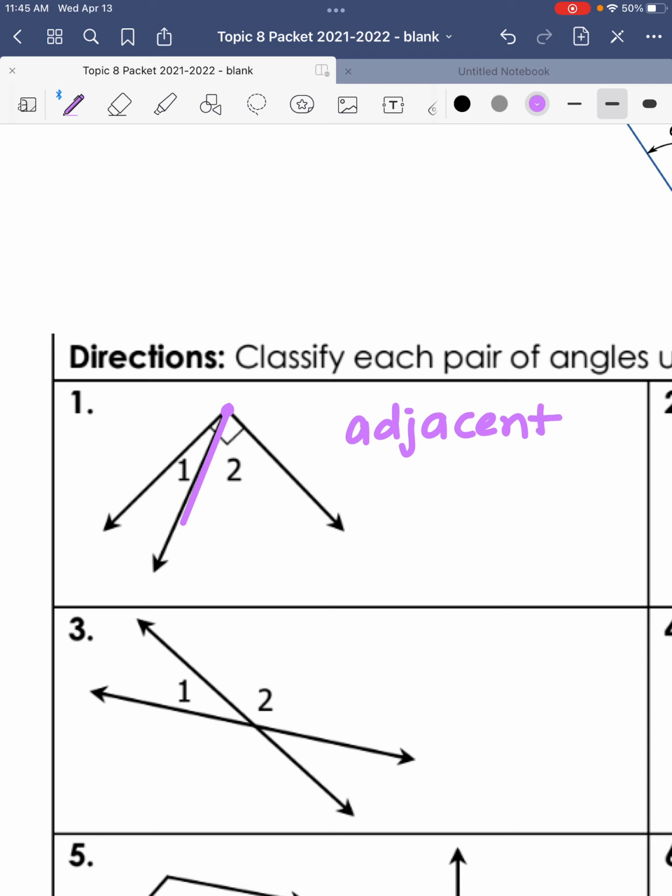Now the second way I can describe them is that they add up to 90 degrees. And I know that because that box tells me that together they form a right angle. So they are complementary. They add up to 90 degrees when together.